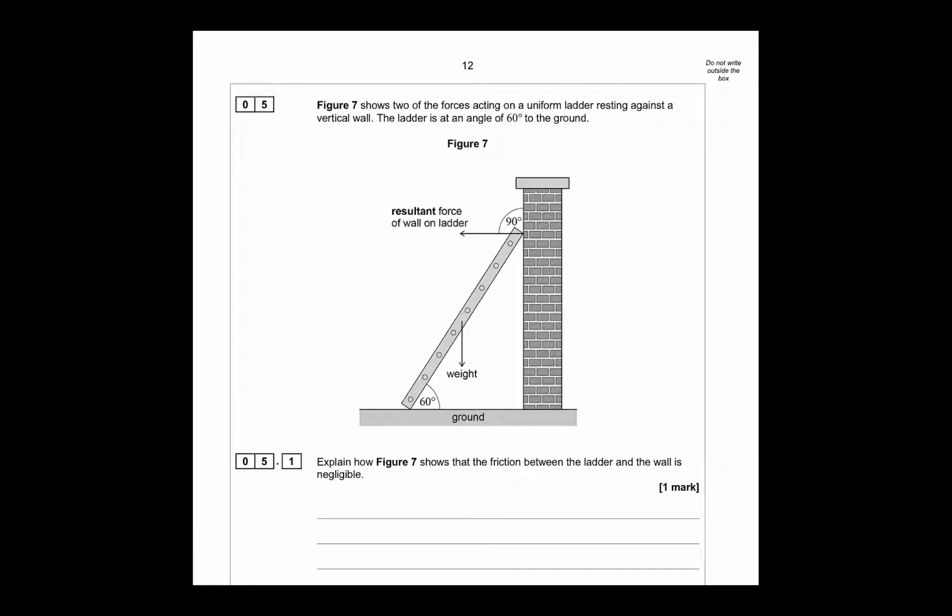All right, question 5 from the 2017 A-level paper 1 from AQA. So here we go. We've got two forces acting on a uniform ladder resting against a vertical wall. This ladder is at an angle of 60 degrees to the ground. Explain how figure 7 shows that the friction between the ladder and the wall is negligible.